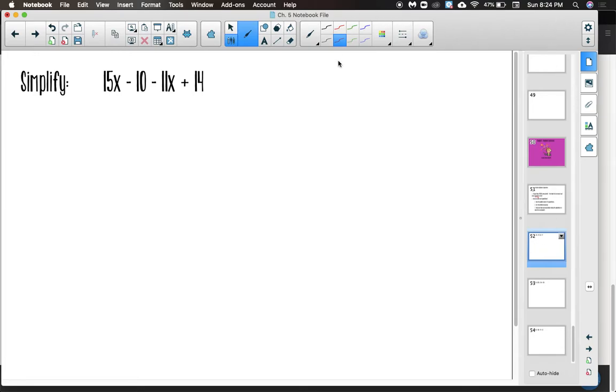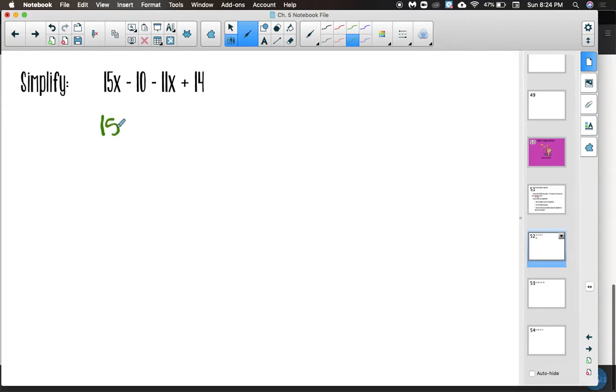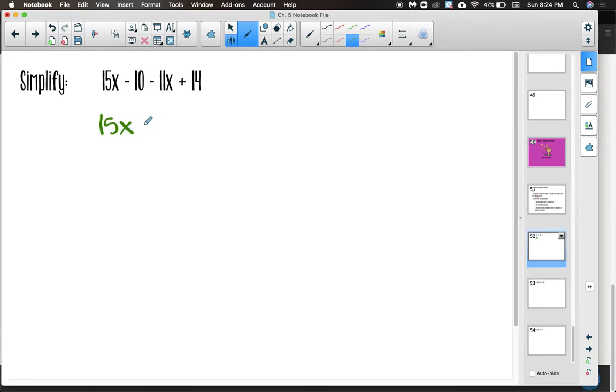This is just an easier one. This is one like we've been doing so far in the last couple videos. 15x minus 10 minus 11x plus 14. So the first thing that we would want to do here is we would want to rewrite our algebraic expressions so that our like terms are together. So 15x minus 11x, minus 10, plus 14. And once you have your like terms together, this becomes a much easier problem.